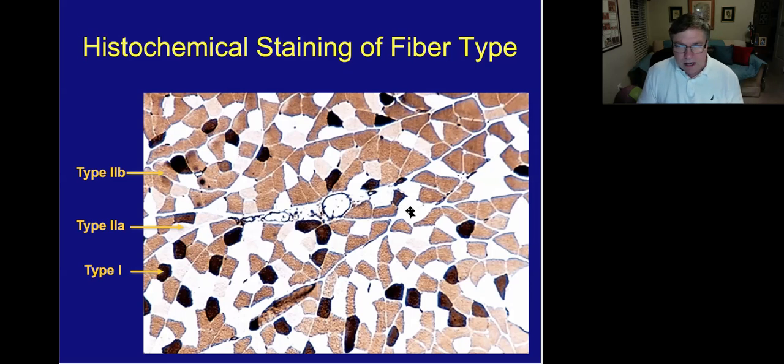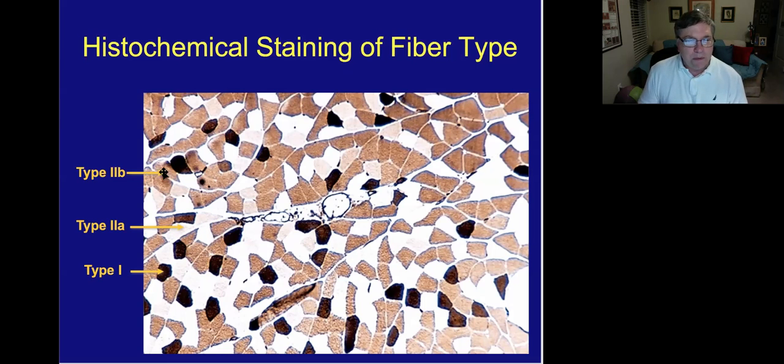This was probably stained at a pH of about 4.2, and we see the slow twitch fibers are dark in color, where you have a high ATPase that's active. The type 2As are actually white. It's a little counterintuitive. You would have thought they'd be in the middle. But in terms of the stain, they're actually white.